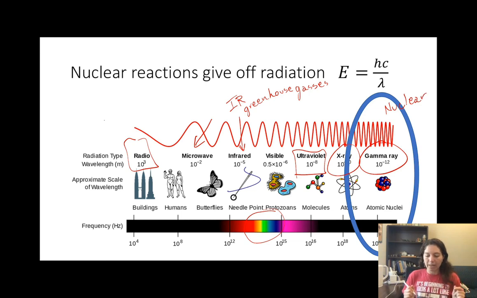So this type of radiation has a high energy. As you can see, it's got a high frequency too. It repeats a lot per second or per distance. It has a very short wavelength, which relates to it having high energy and a high frequency.